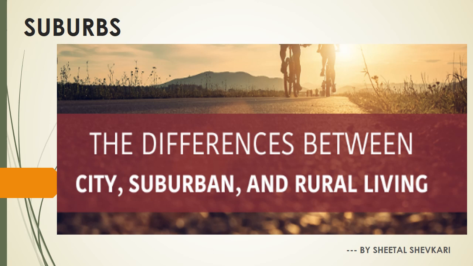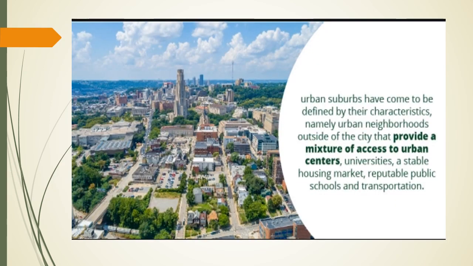Okay, now what is suburban? Suburban area comes under city and above rural area, means it is between the city and the rural area. We'll study this in depth in the further sessions. Suburbs have come to be defined by their characteristics, namely an urban neighborhood outside of the city that provides a mixture of access to urban centers, universities, a stable housing market, reputable public schools, and transportation.